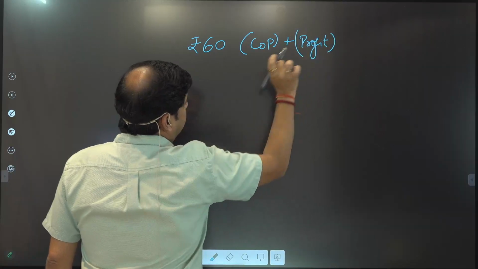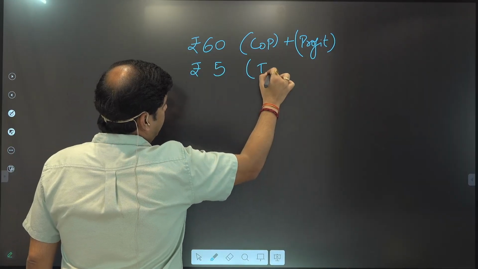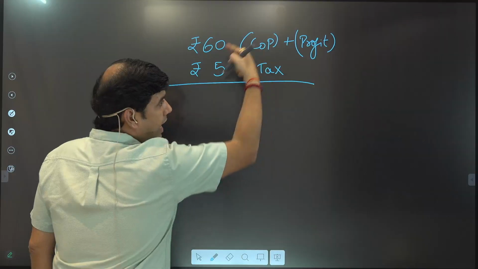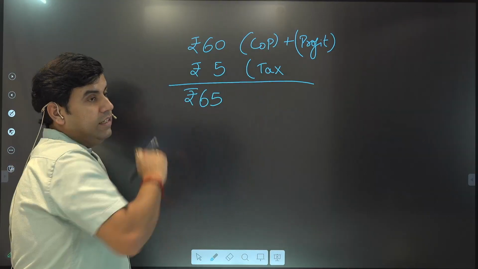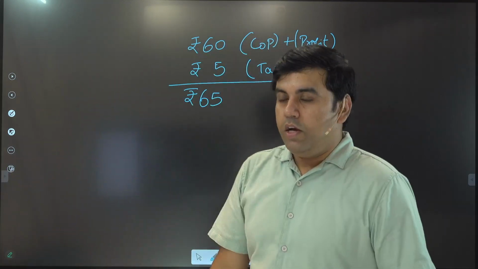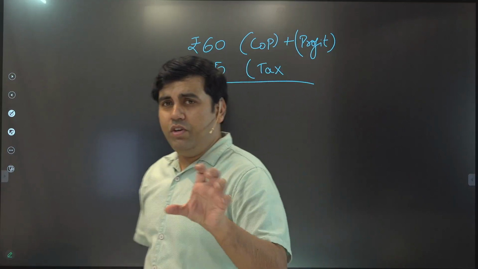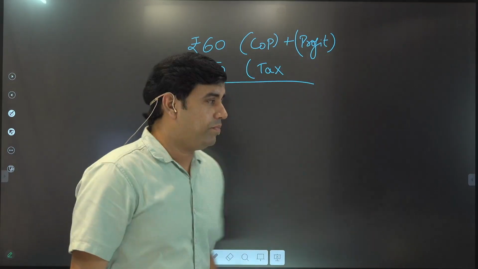Cost of production plus profit. 5 rupees was the tax. So the total price is 65 rupees. This is before the GST reforms. Now what they have done, I'm just giving you a hypothetical example. I'm not giving you the exact name of the company.